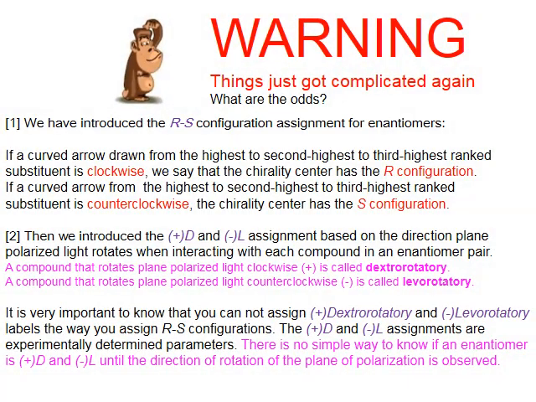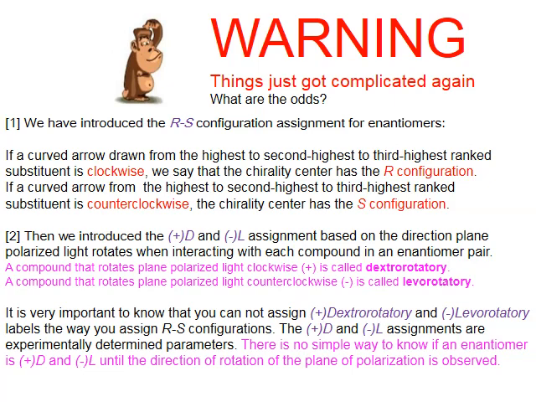Warning: things just got complicated again. What are the odds? We have introduced the RS configuration assignment for enantiomers. If a curved arrow drawn from the highest to second highest to third highest rank substituent is clockwise, we say that the chiral center has the R configuration. If a curved arrow from the highest to second highest to third highest rank substituent is counterclockwise, we say that the chiral center has the S configuration.